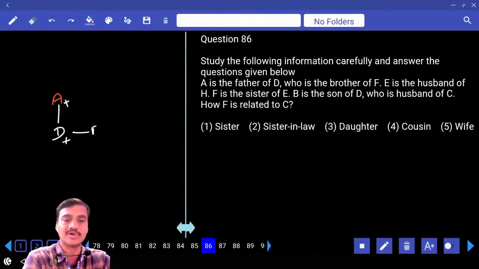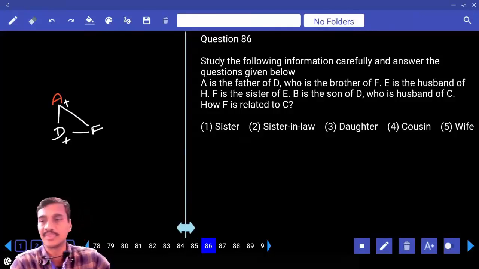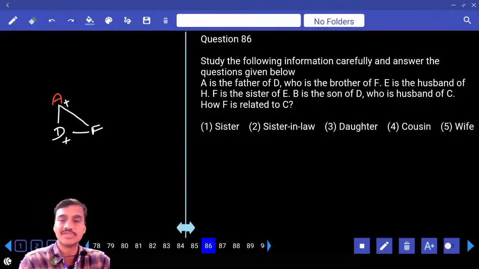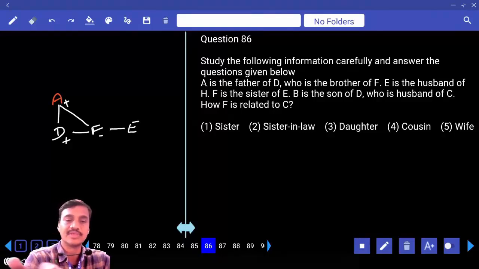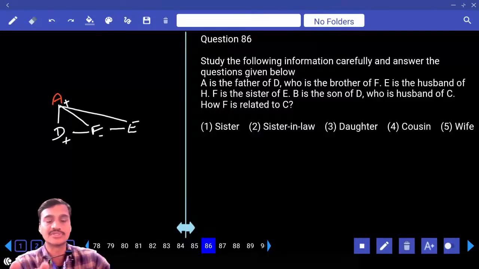D is the brother of F. D and F are the children of A. And E is the husband of H. And F is the sister of E. Now this F is the sister of whom? F is the sister of E. Hence A is having 3 children as of now.